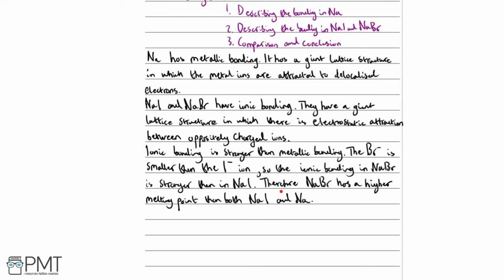And that will get us the full 6 marks of the question, as we have given a complete and correct description for all 3 of the stages involved in the question. We've described the bonding in sodium, we've described the bonding in sodium iodide and sodium bromide, and we've compared them and drawn a conclusion from that.